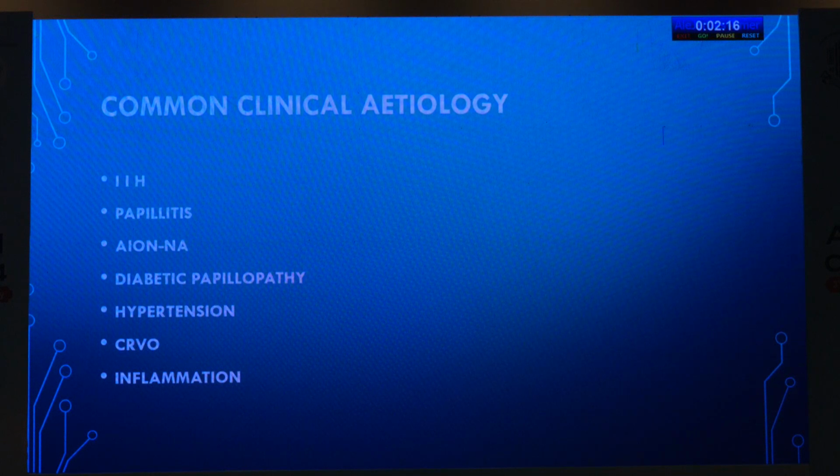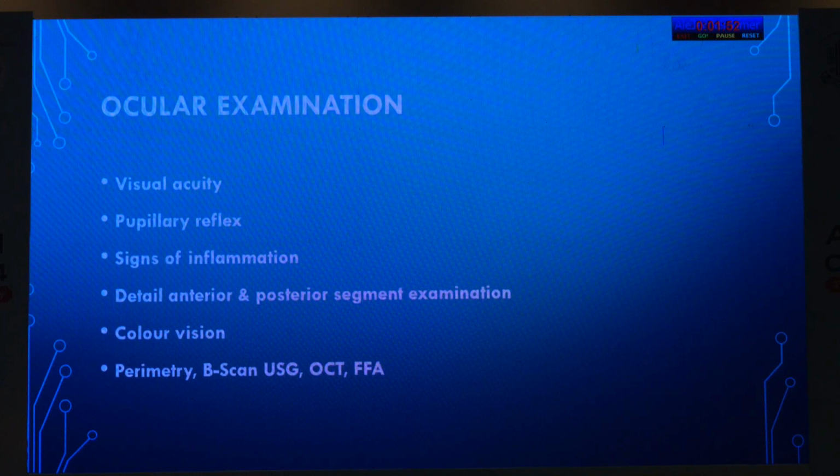Then papillitis, as it is an ocular emergency, amongst all the causes for disc edema, papillitis is the most urgent ocular emergency. We have to treat it immediately with steroid pulse therapy. That is also more in the younger age group. And AION, anterior ischemic optic neuropathy, is the commonest in older adults. Diabetic papillopathy, hypertension, CRVO, these are other causes.